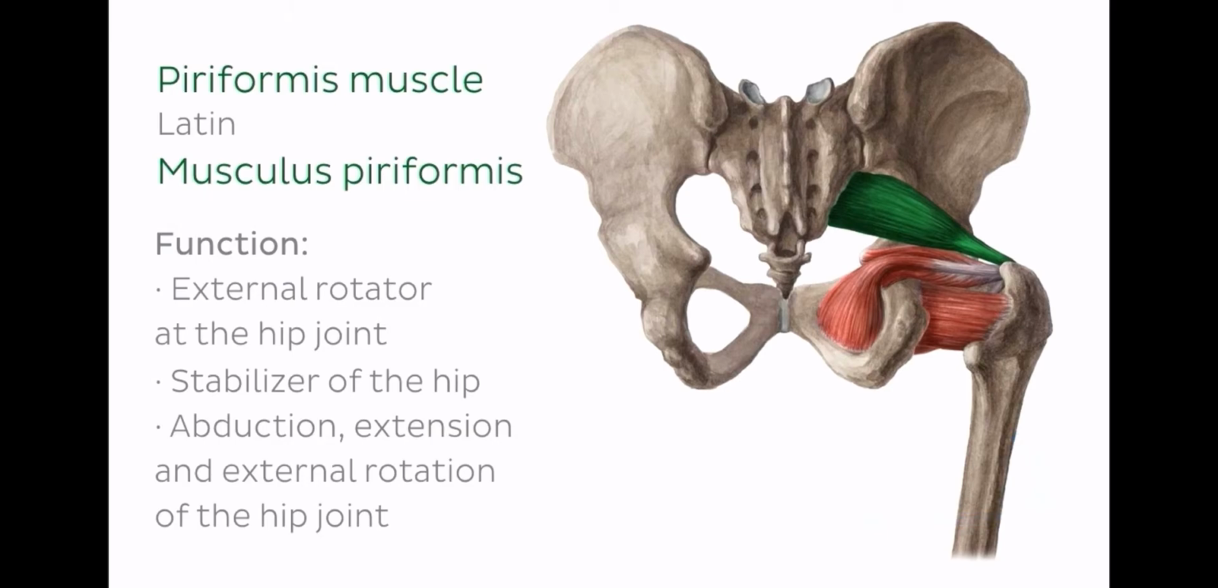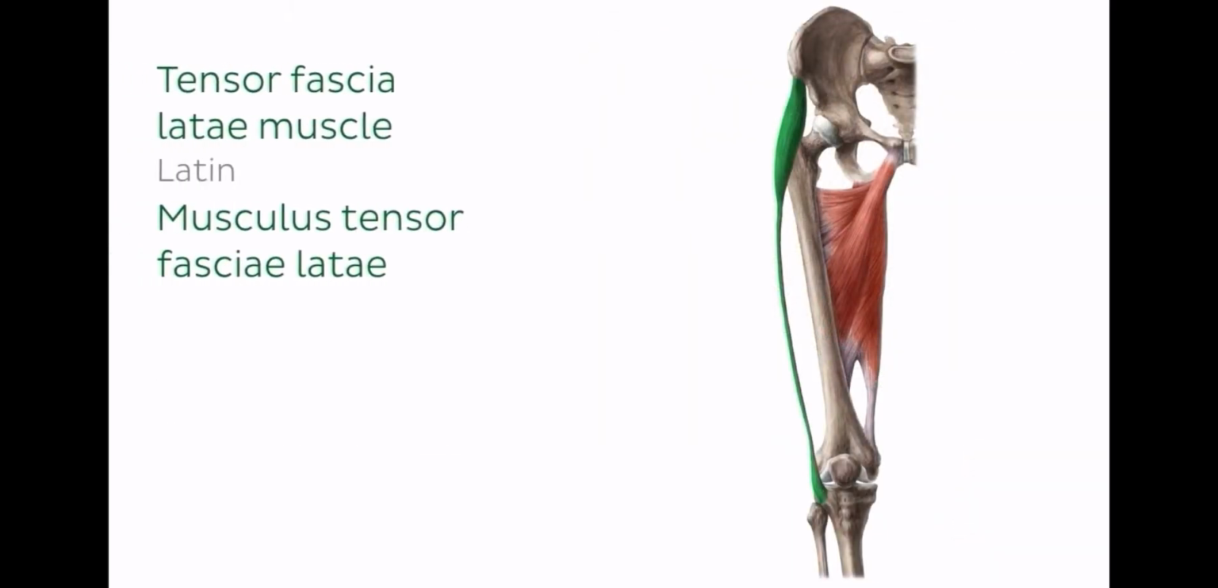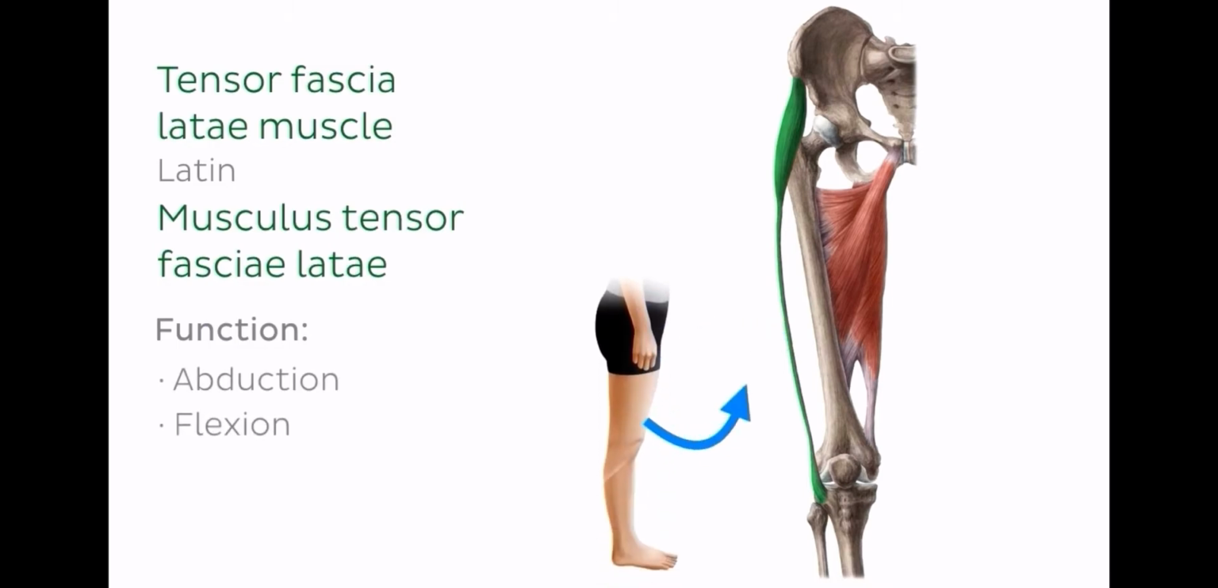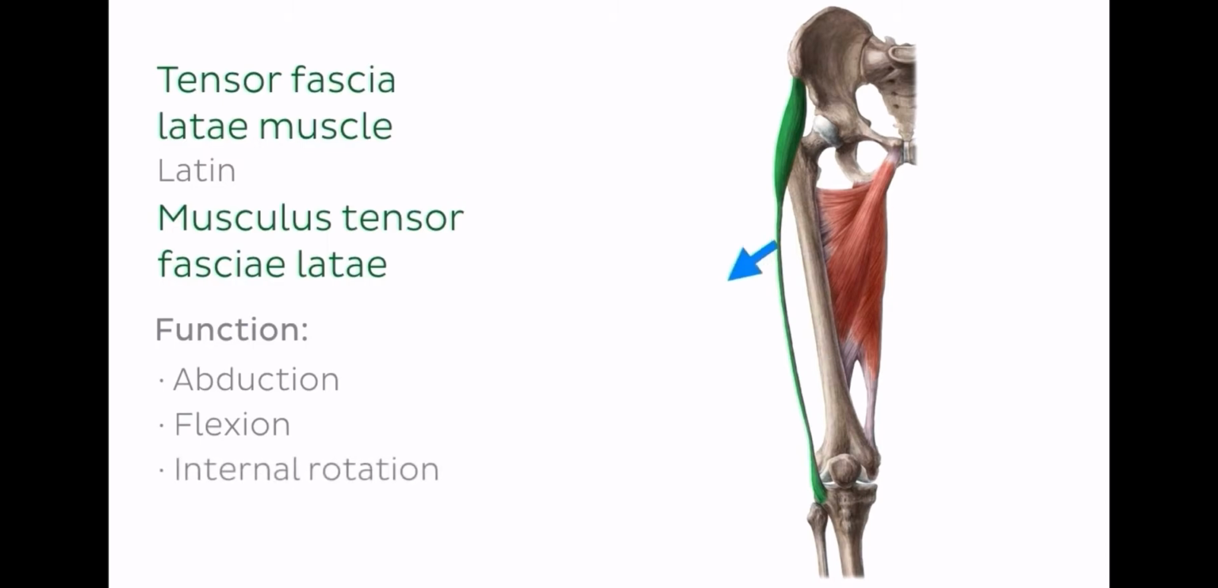Moving on now to the tensor fasciae latae muscle. As you can see, the tensor fasciae latae is a thin muscle of the gluteal region, and you can see how thin it is on this image. It's superficially located, and it can be easily palpated, especially in athletes who engage and strengthen their hip muscles. As its name suggests, the tensor fasciae latae muscle tenses or tightens the fascia lata, and it also sustains tension of the iliotibial tract. At the hip joint, contraction of the tensor fasciae latae muscle results in abduction, flexion, and internal rotation of the thigh.